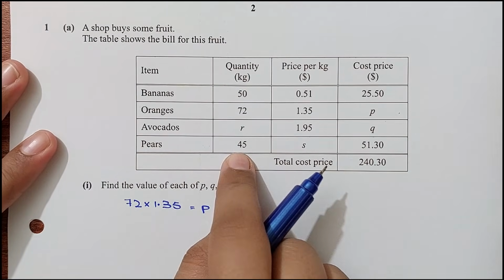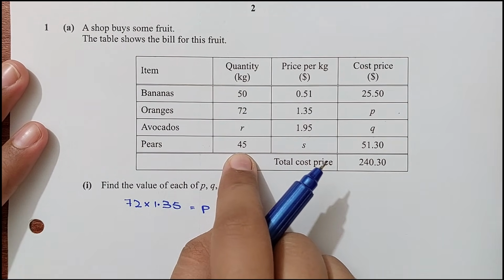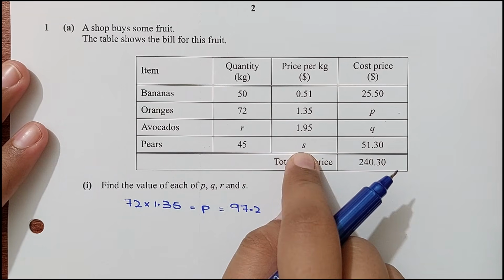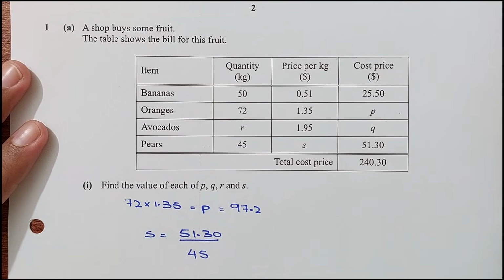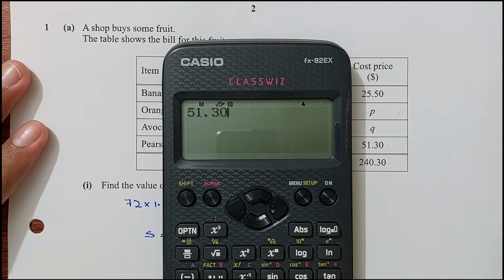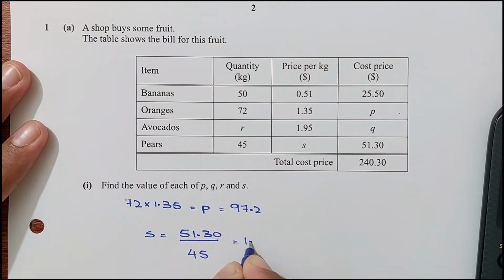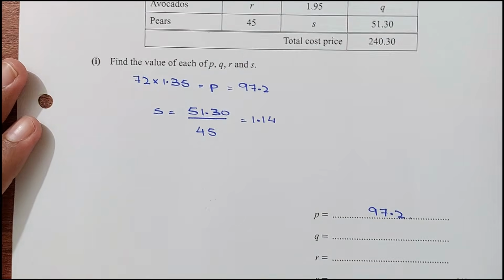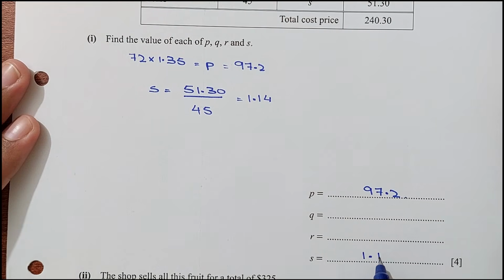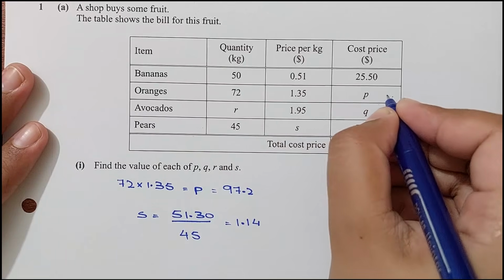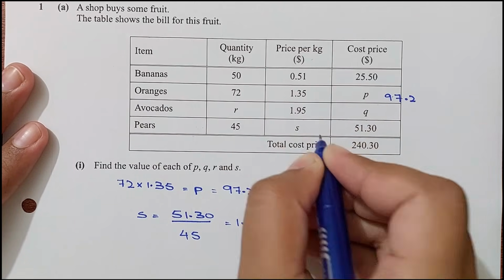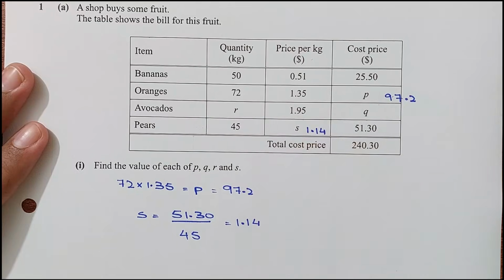Let me work on pears first. So 45 kg pears and the price per kg is S. To solve for S, it is 51.30 divided by 45, which is 1.14. That is the S value. The price per pear is $1.14. Now we have P as 97.2 and S as 1.14.